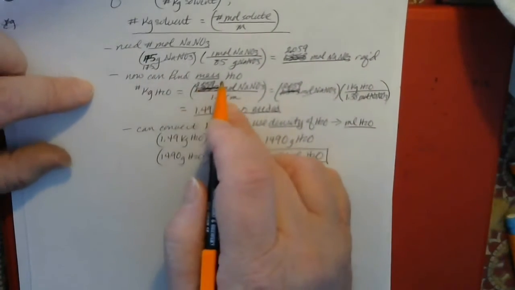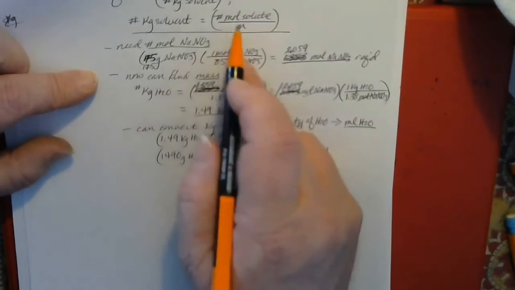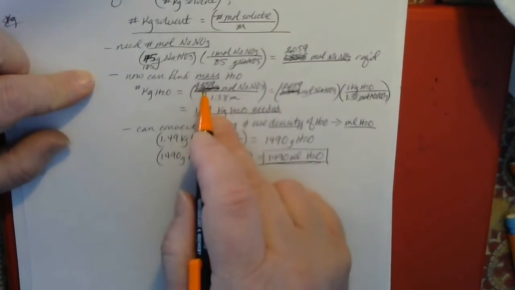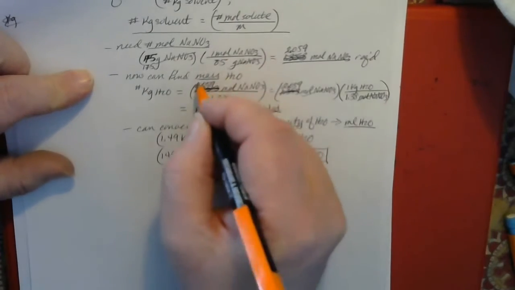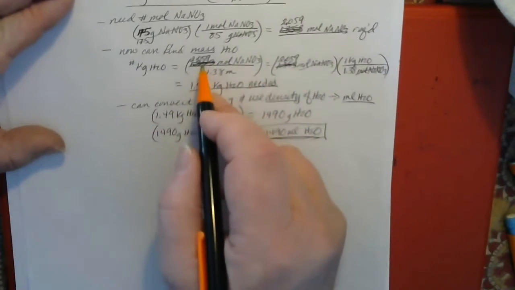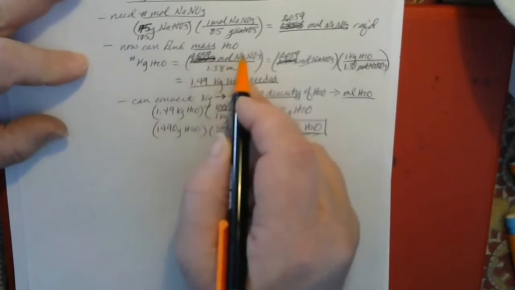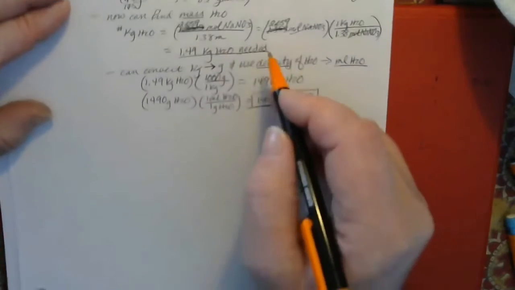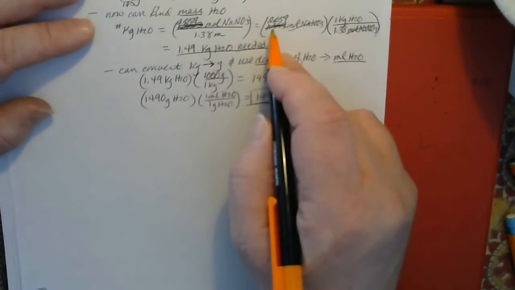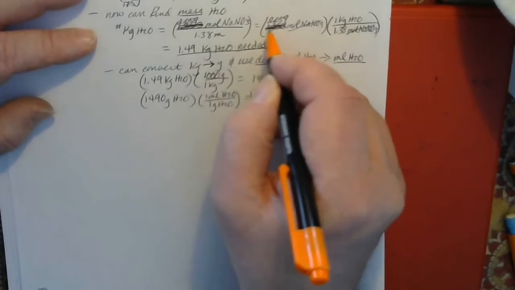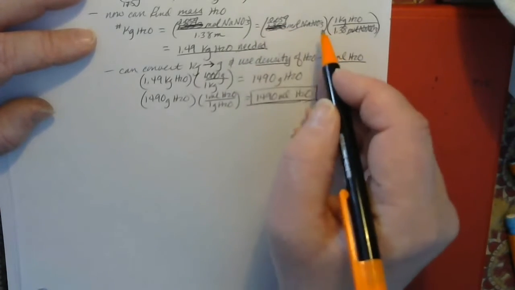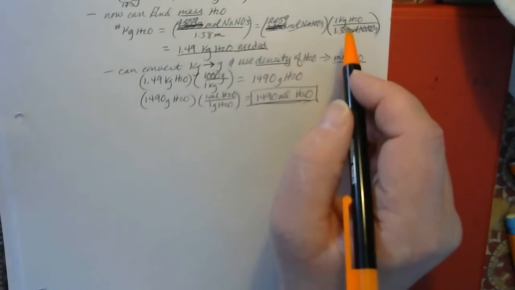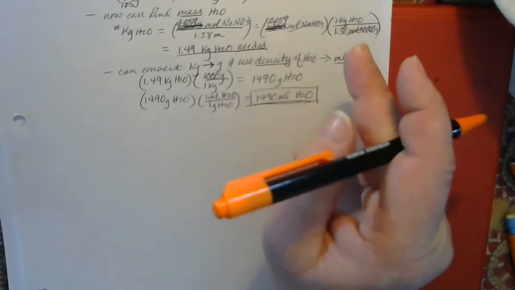Now you can find the mass of the water by plugging that number of moles of solute into the equation. So 2.059 moles of NaNO3 divided by 1.38 molal is the same as 2.059 moles of NaNO3 times 1 over 1.38 molal, which is the same as taking the molality and turning it upside down.